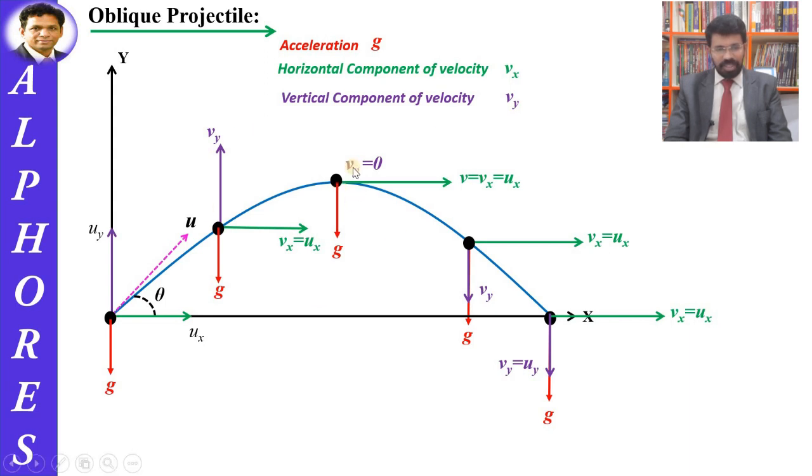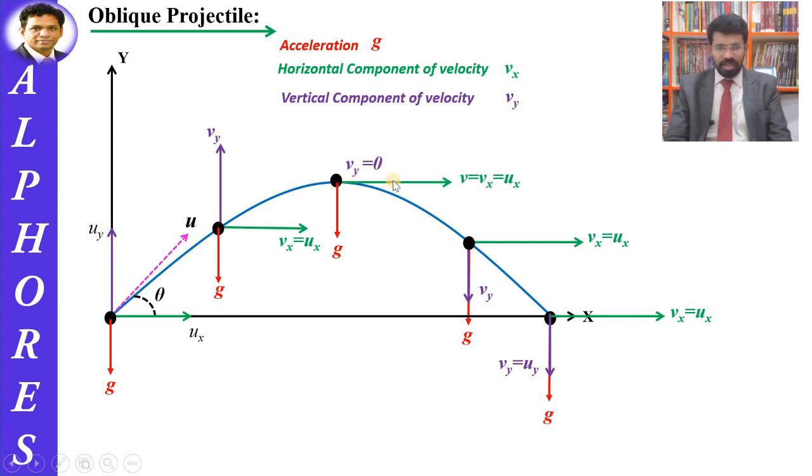So here the vertical component, which is completely controlled by the force of gravity, what happens as it travels from this point to this point? It decreases, and finally by the time it reaches the peak, the maximum height, vy becomes 0, but the horizontal component of velocity is still intact. It doesn't change, it remains constant.